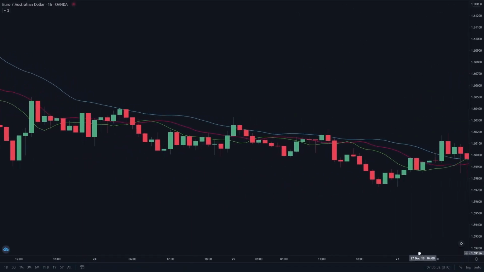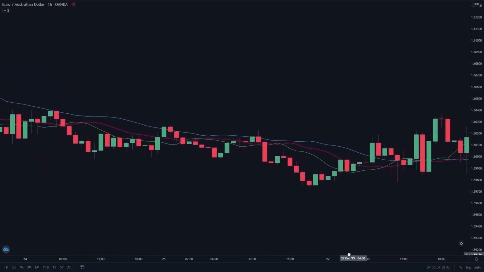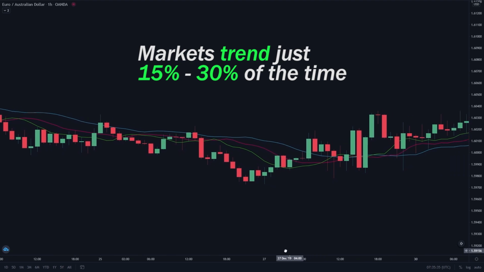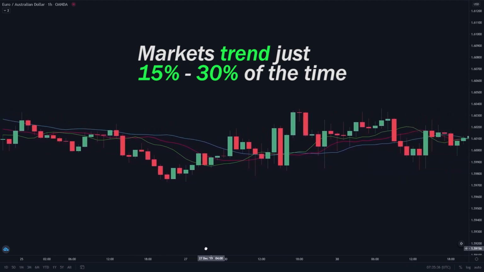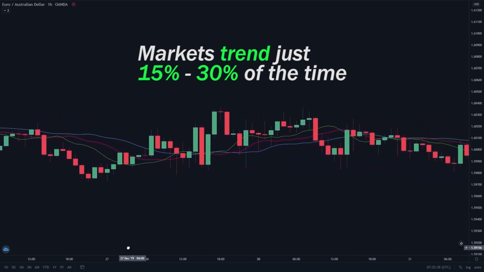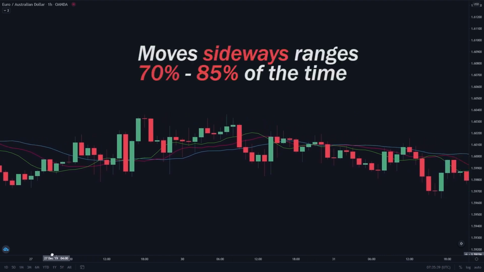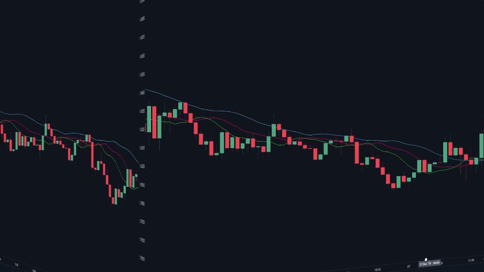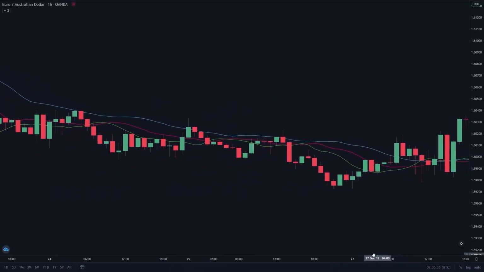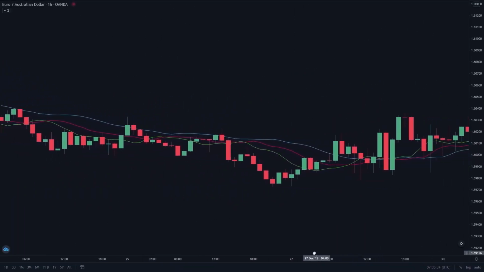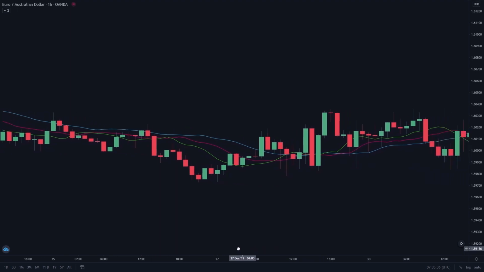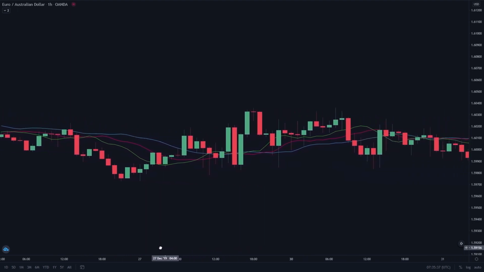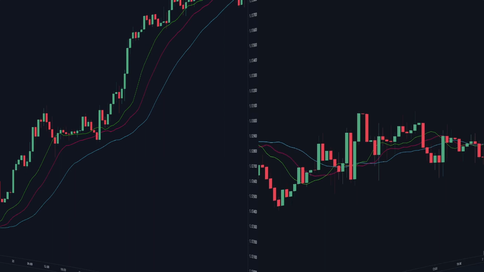So first of all, we all know that the trends on the market don't always happen. Sometimes the market is stagnant and flat. In fact, research shows that the financial markets and individual securities trend just 15 to 30% of the time, and go sideways in ranges 70 to 85% of the time. Ranges and sideways movements are very bad in trading. In fact, most trading losses come from when the market is in a range and does not have a clear trend.